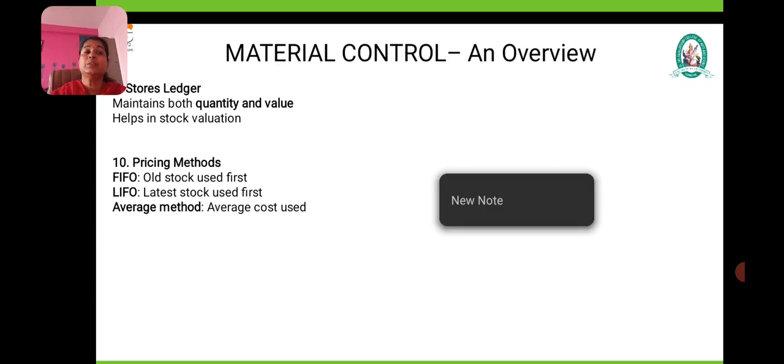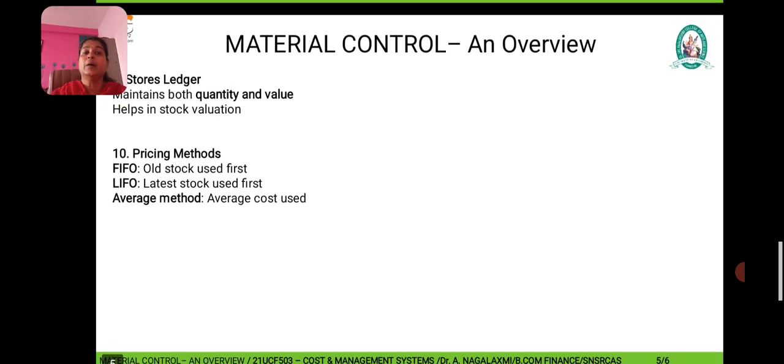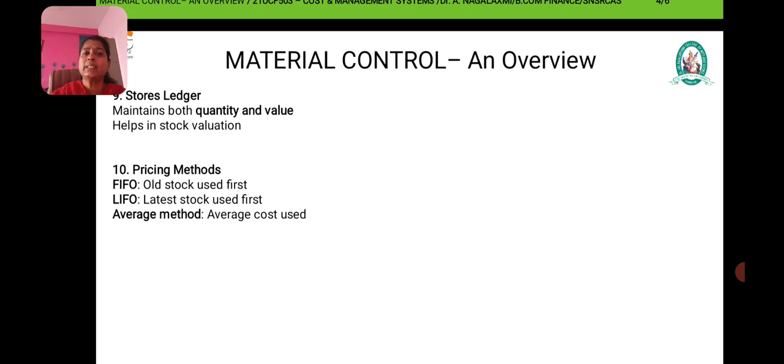Next we are going to see what is meant by stores ledger. Stores ledger maintains both quantity and value of the goods which are there in the store. It helps in stock valuation. How much is the total stock available? How much stock is purchased and how much is issued? At what rate it is purchased and at what rate it is issued? What is the total value of stock in the store? That is said to be stores ledger.